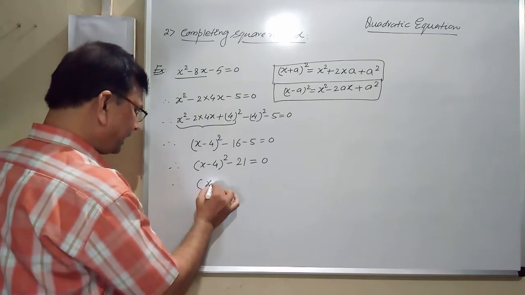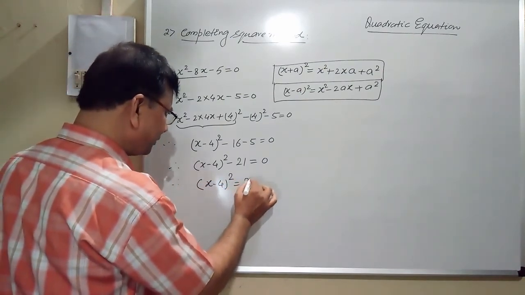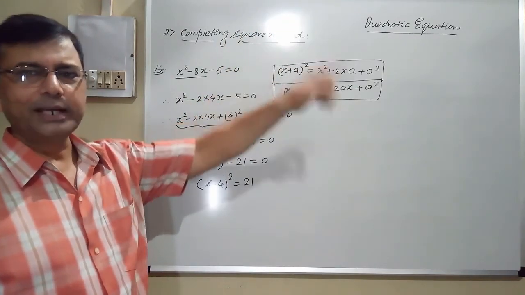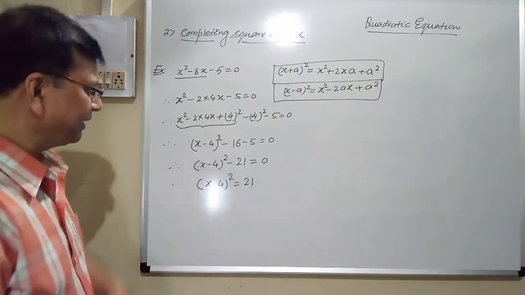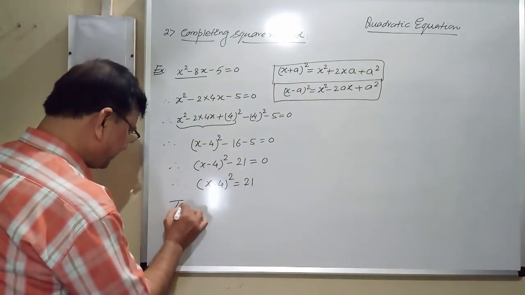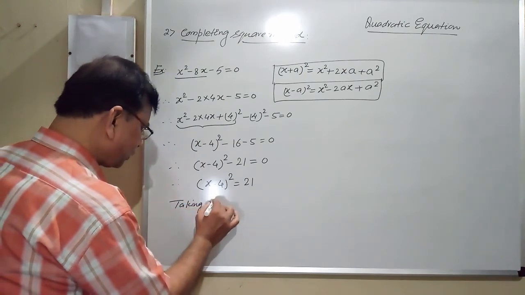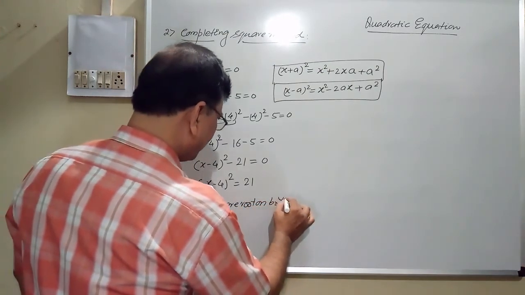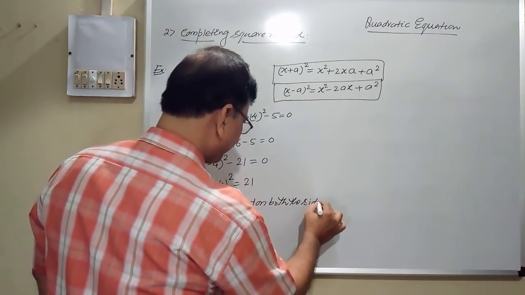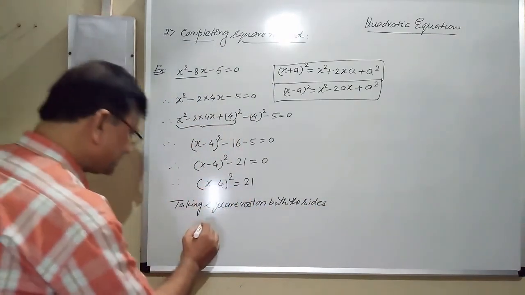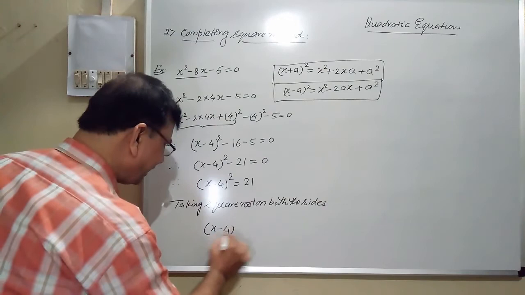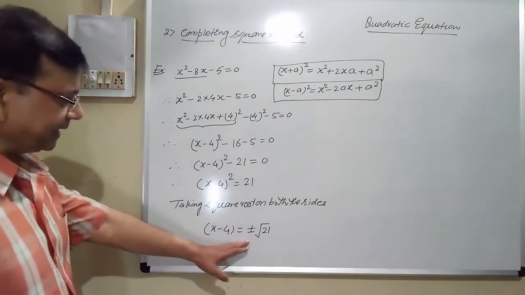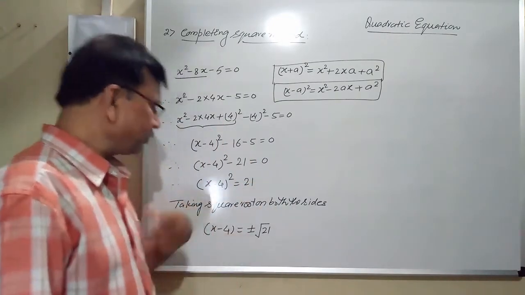Therefore, we can write x minus 4 whole square is equal to 21. So see, it is of the form x minus a whole square is equal to b. Of this form you have got. So taking square root on both the sides. Square root of this is x minus 4 simply, and square root of this is plus minus root 21. Plus minus, that I have explained twice, so there won't be any problem.